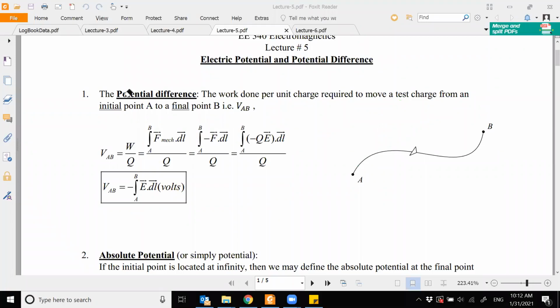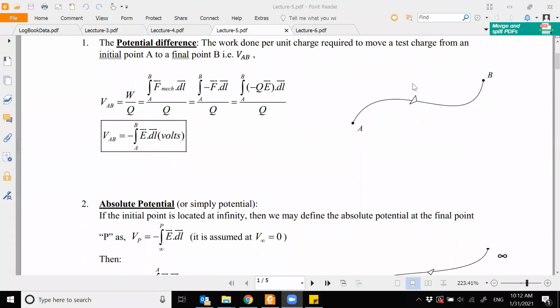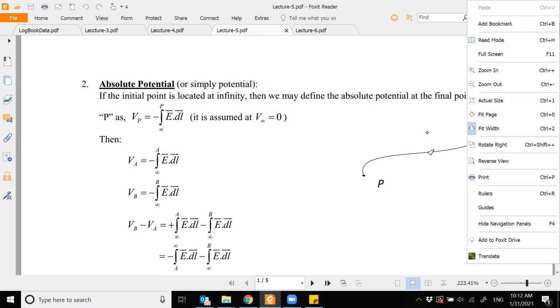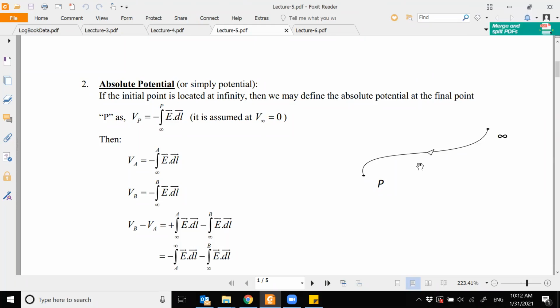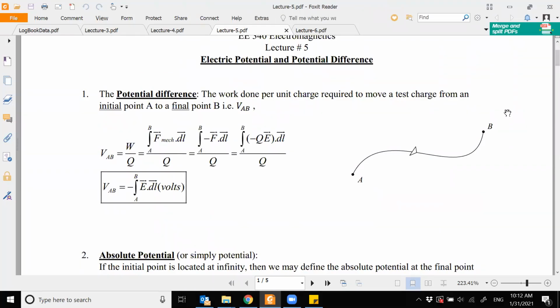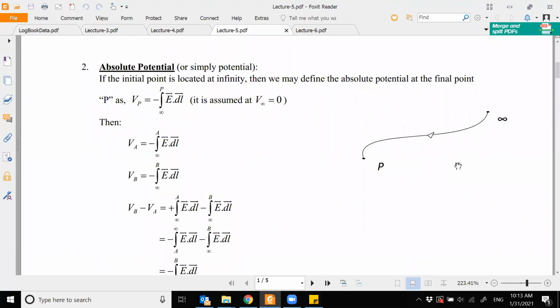In terms of the electric field. So this is the potential difference when you are between point A and point B. Now, what is absolute potential, or sometimes it is also called simply potential, is if your initial point is placed at infinity. Sometimes it becomes easier for us in our analysis to place a point at a very, very far away point and assume that the potential there is 0. So now the voltage is your initial point when you slowly move it to infinity, very, very far, then you get what is called the absolute potential.